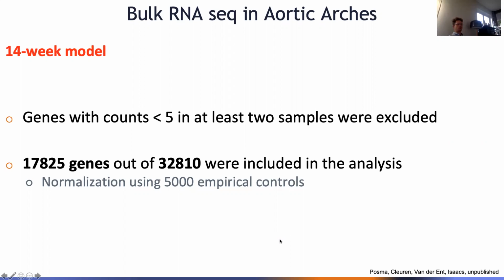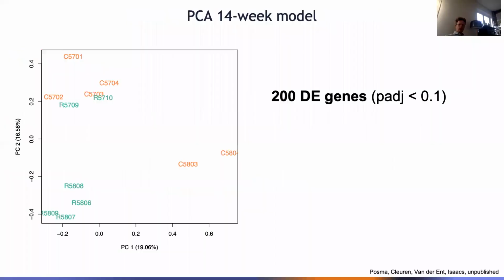If we then look at our 14-week model, at the principal component plot, you see that the rivaroxaban group and the control group tend to cluster nicely together. Of course, there are some controls and rivaroxaban mice that look a little bit different. By the way, here in green, depicted with R, that's the rivaroxaban group, and the orange brownish colors are the control groups. But you nicely see that they definitely cluster together. So that means that your rivaroxaban treatment is doing something on the gene level, changing the expression of genes.